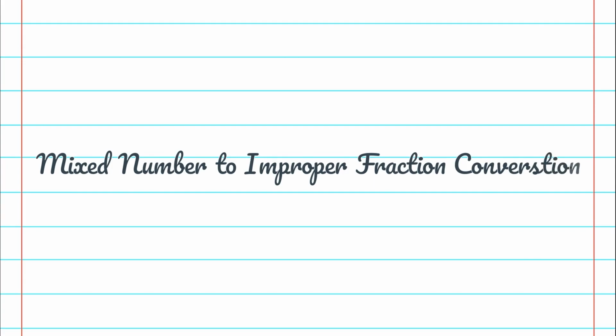As we discussed earlier, a mixed number is a whole number and a fraction combined. For example, 3 1/5 is a mixed number. The whole number is 3 here. The numerator is 1 and the denominator is 5.